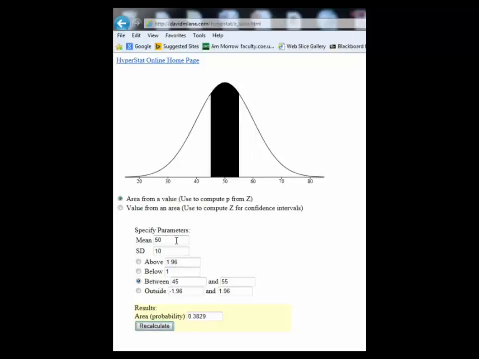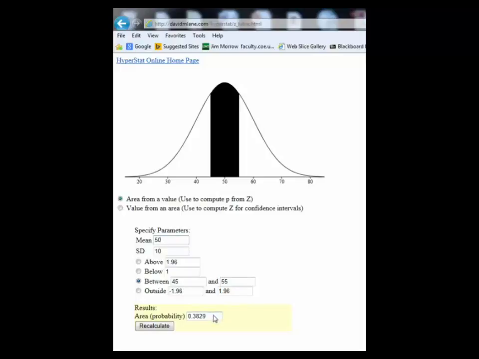Okay, let's change this to t-scores. So we do that by putting 10 in for the standard deviation and 50 for the mean. Now let's solve a little problem. What percent of t-scores lie between a half a standard deviation below the mean and a half a standard deviation above the mean, which would be 45 to 55? And the answer is 38%.